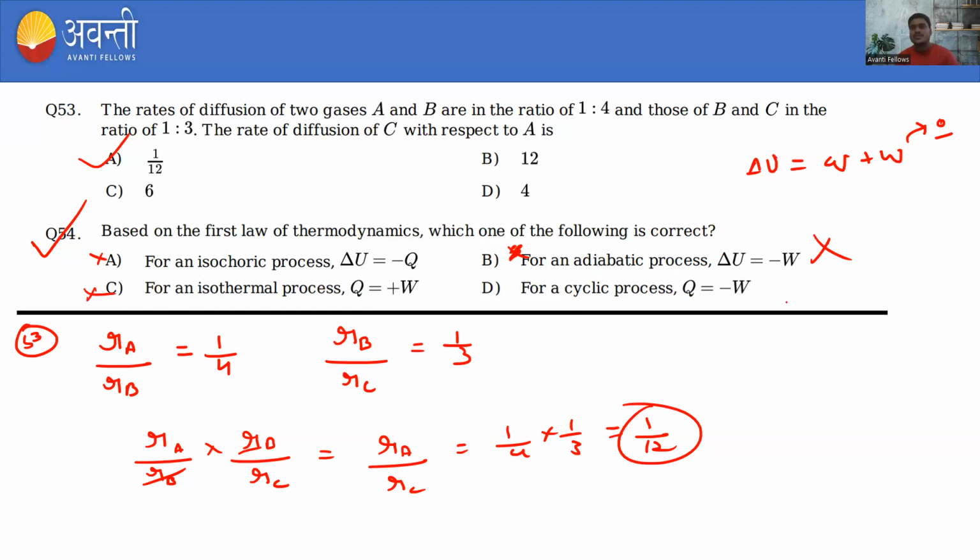For the cyclic process, Q is equal to delta U because for the cyclic process, delta U is equal to 0, because this is a state function. So Q is equal to W. So option D is absolutely correct. So for question number 54, D is absolutely correct.